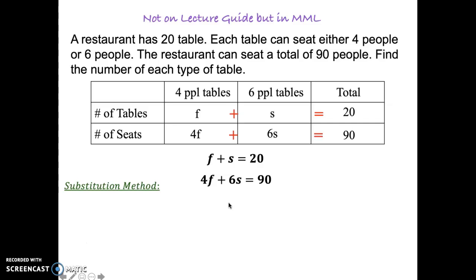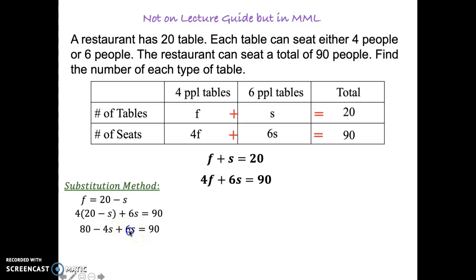If we're going to use the substitution method, I'm going to either solve for F or S in this first equation. So I decided to subtract S from both sides here. F equals 20 minus S. And I'm going to substitute this expression in for F in the second equation. So 20 minus S goes in for F. I'm going to distribute my 4. So that's 80 minus 4S plus 6S equals 90.